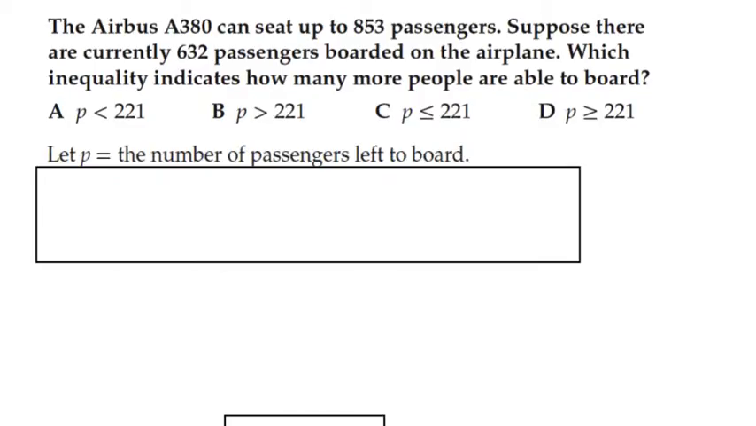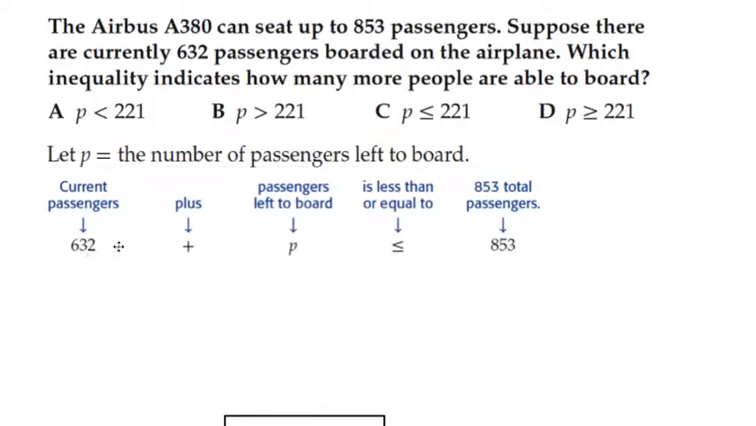Here's a word problem for you. It says the Airbus A380 can seat up to 853 passengers. Suppose there are currently 632 passengers boarded on the airplane. Which inequality indicates how many more people are able to board? So we want to know how many more people. We've already got 632. So let P equal the number of passengers left to board. We want 632 plus however many more are left to board. That has to be less than or equal to 853.